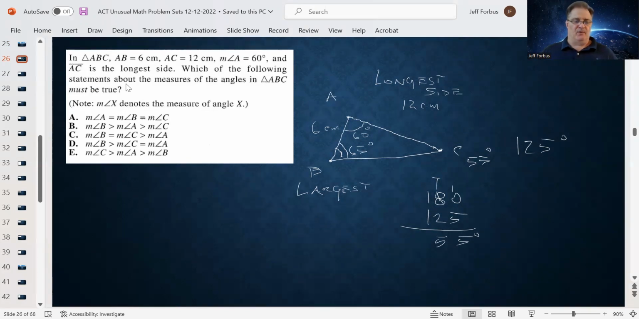A says angle A is equal to angle B. No, that's not true. Answer choice B says angle B is greater than A. Well, that's true. And angle A is greater than C, and that's true. So answer choice B fits our information. All right, let's move to the next question.